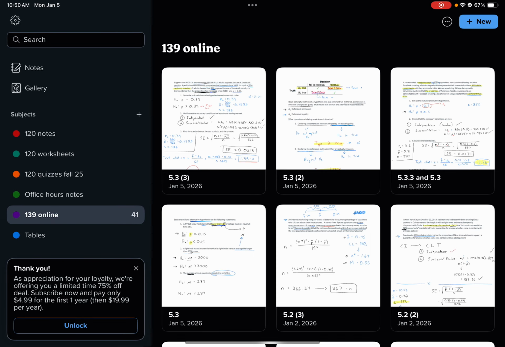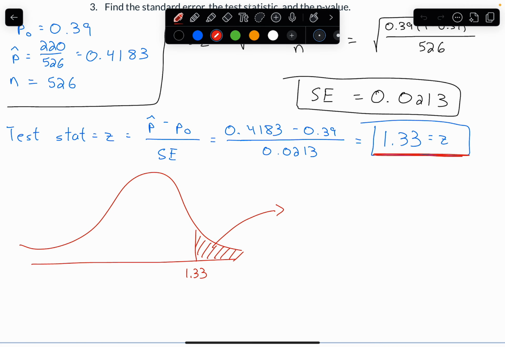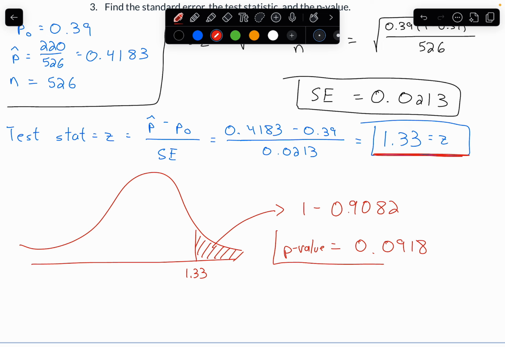So scrolling back to my problem, the area to the right would look like 1 minus 0.9082 because this is a right-tailed test. So subtracting that gives me 0.0918. This is my p-value. And this is how I'm going to make my decision at the end of this problem.